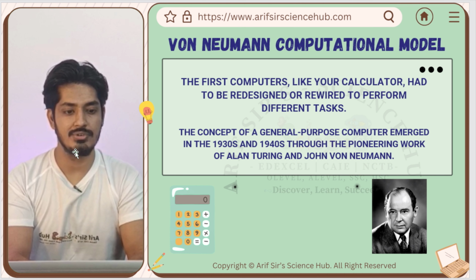Von Neumann computational model. The first computer was like a calculator. It would take some inputs, then process them and give some outputs. But in our previous class, we were introduced to another model, the input, process, output and storage model. This great model was proposed by Alan Turing and John von Neumann. According to the name of John von Neumann, this model is called the von Neumann computational model.